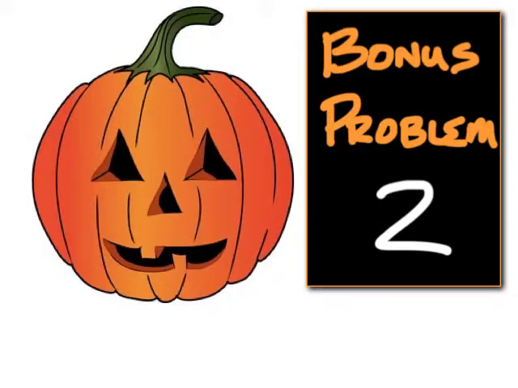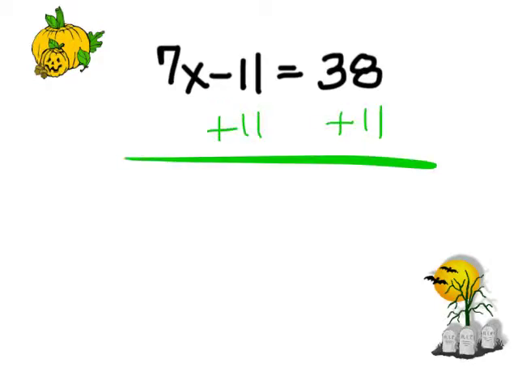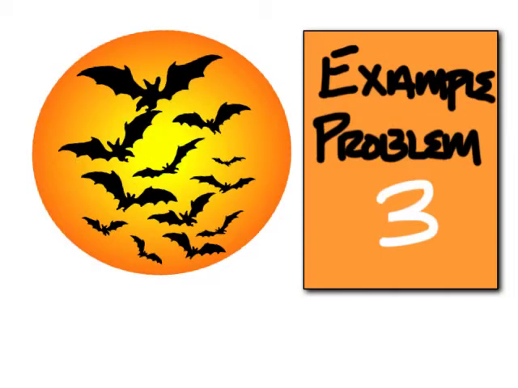Bonus problem number 2. You should add 11 to both sides. When you do that, these cancel. You have 7x equals 49. Divide both sides by 7 to get an answer of 7.